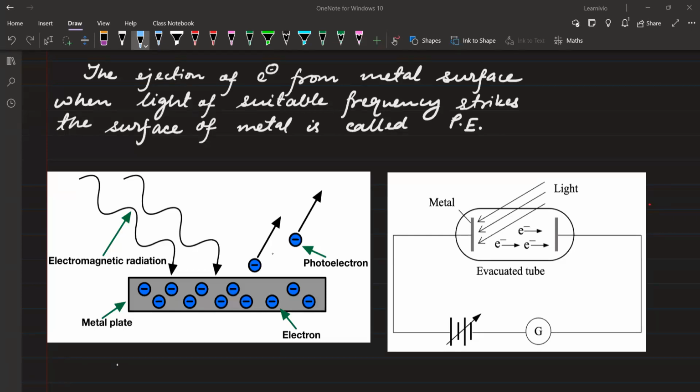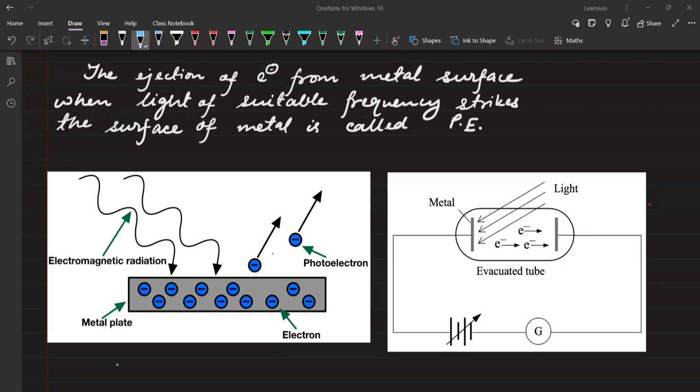So basically, the electron is held by the proton. There is some attractive force. If I radiate an electromagnetic wave on the metal surface, with a frequency which corresponds to energy greater than the attraction energy, then what will happen? The electron will be ejected out.